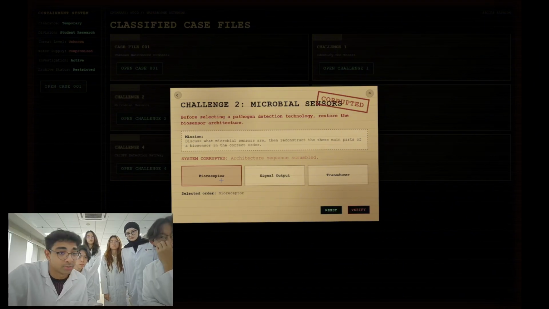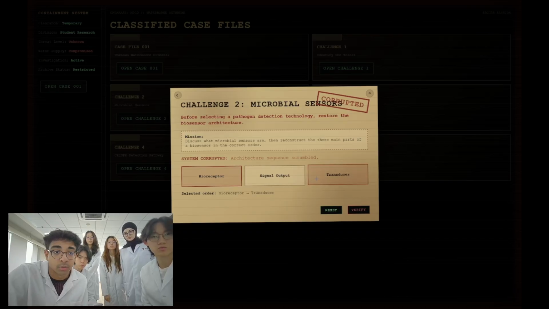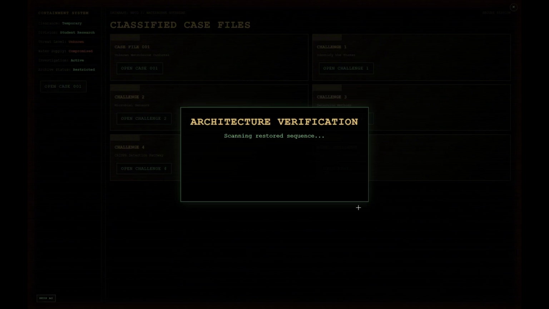Bioreceptors are going to be the first one because it first recognizes the pathogen. Then the transducer will convert the biological interaction into a measurable signal. And then finally, the signal output will give us a result that could possibly be a color change, fluorescence, or an electrical signal. Architecture restored.